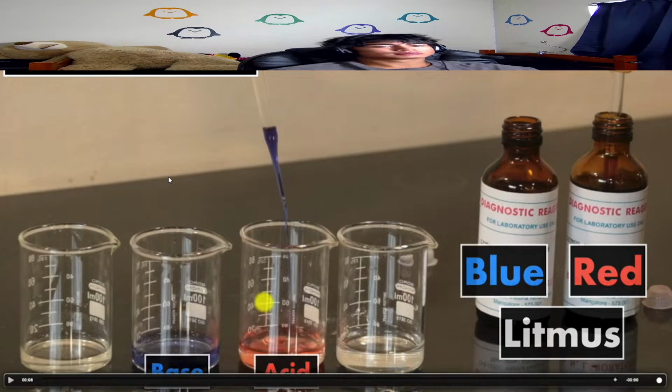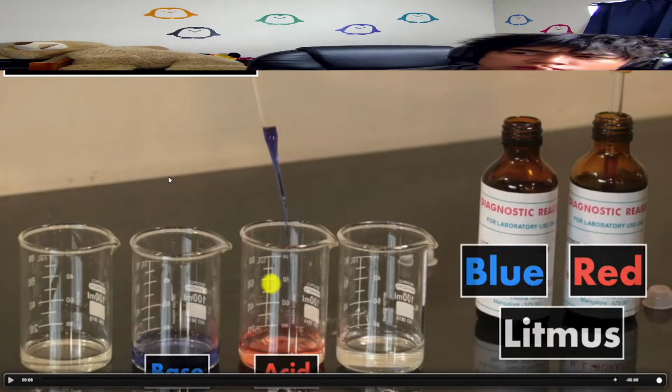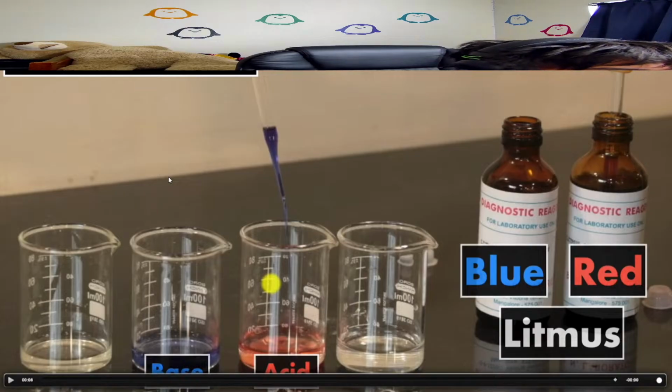But of course, it does not tell you how basic or how acidic it is. Is it very acidic? Is it very basic? It doesn't tell you the pH. And for that, we have better indicators, like pH indicators, pH sensors, and all that good stuff.